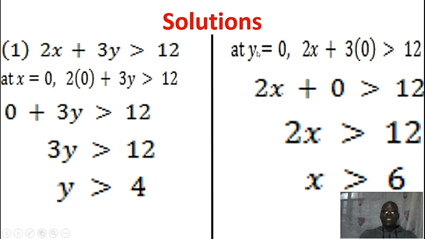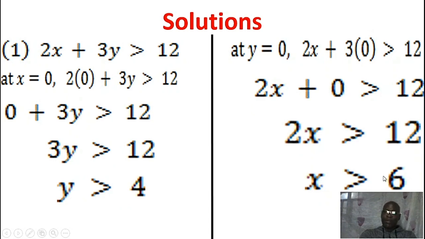Then on the same inequality, if we put y equal to 0, it means we are moving along the x-axis, and moving along the x-axis, all values of y will be 0, irrespective of the values that you may assign to x. So in that case, the inequality which reads 2x plus 3y is greater than 12 will now read 2x plus 3 into 0, since y has been taken to be 0, is greater than 12. So when you get there, 2x plus 0 is greater than 12 shows you that 2x is greater than 12. When you divide both sides by 2, you get x is greater than 6.